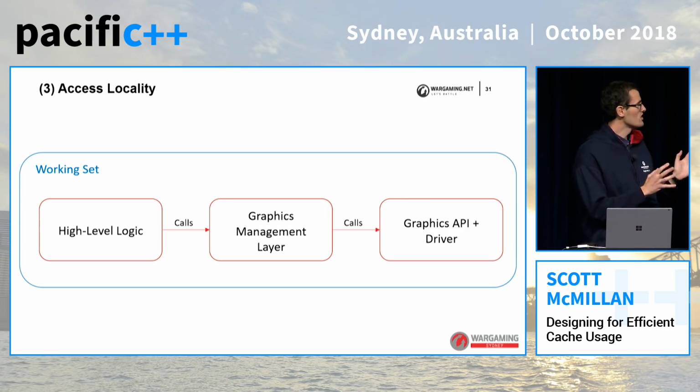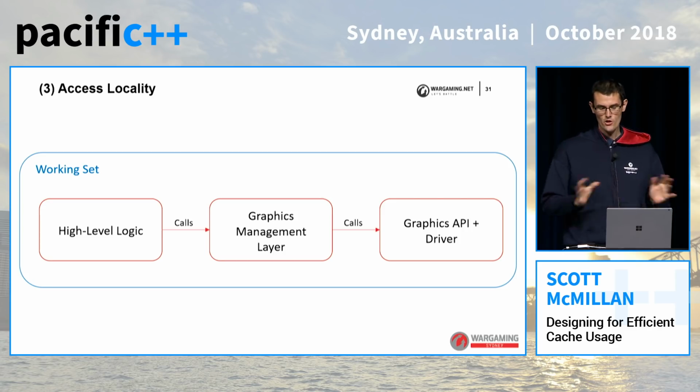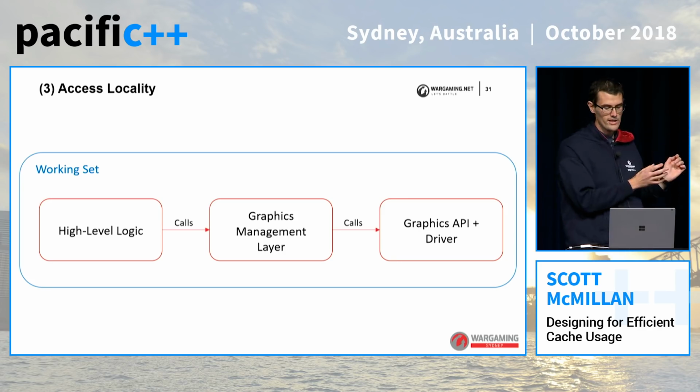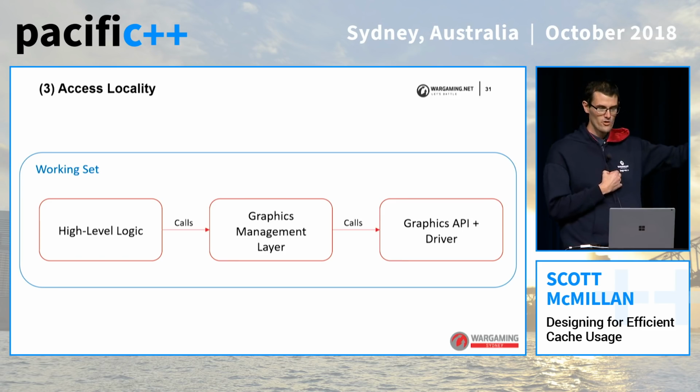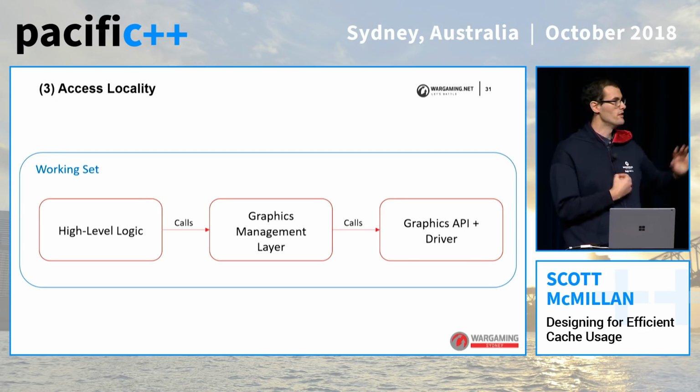So now I want to show an example of a system that combines some of these things. Just consider a game interacting with a graphics API via an abstraction and management layer. If you were to structure things like this, the working set would involve all of the high-level logic deciding what to render, the graphics management layer, tracking state changes and trying to make sure that you're using the graphics API efficiently. And it's probably going to involve some of the hardware vendors' code as well.